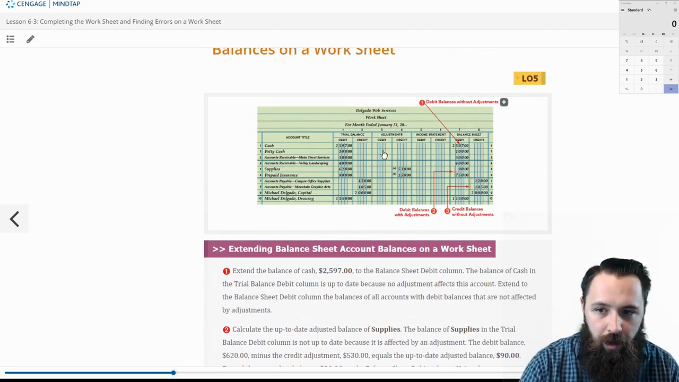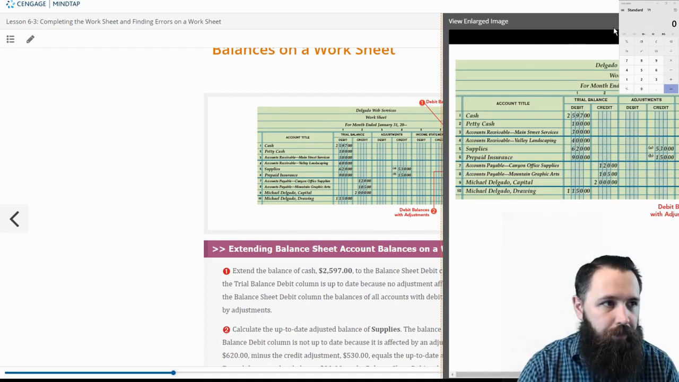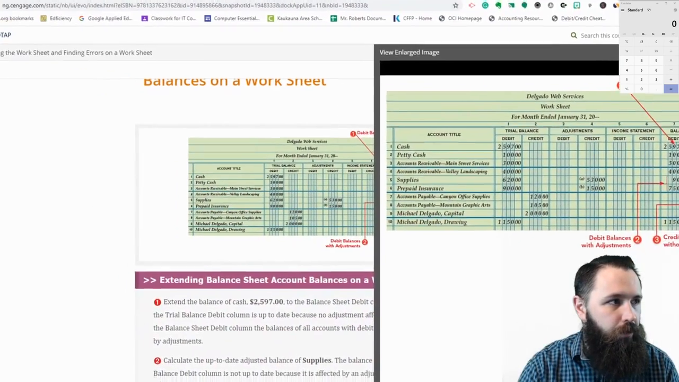Well, if you look here on our trial balance, let's bring this up a little bit more. I'll get this out of the way for you. Oh, excuse me.